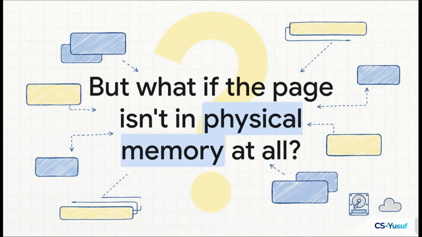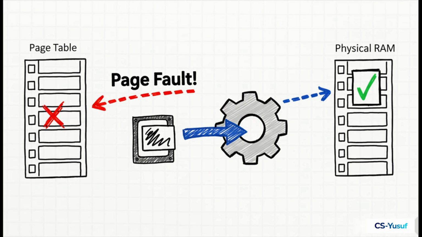Now this system is already genius. It completely vaporizes the fragmentation problem, because any virtual page can be put into any empty physical frame anywhere. But it also unlocks something even more incredible. What happens when the program asks for a page that isn't even in RAM? The MMU looks in the page table and sees a little flag that basically says, this page isn't here right now. This triggers an event called a page fault.